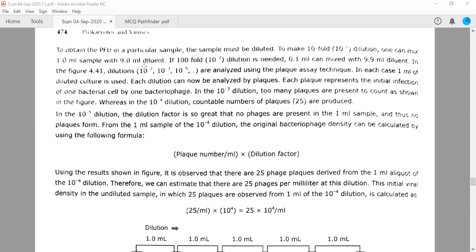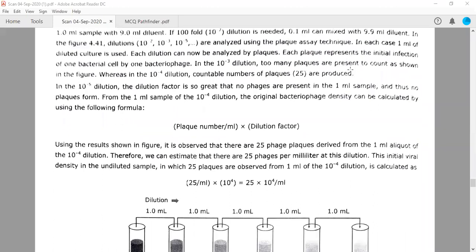So if you are having a dilution in this way, 10 to the power minus 2, for example, it is showing that the dilution factor is 100 or 10 to the power plus 2. If the dilution is showing 10 to the power minus 5, it is showing that the dilution factor is 10 to the power plus 5. Okay, so you will put 5 zeros after one. And thus you are analyzing the number of viruses by this plaque assay technique.